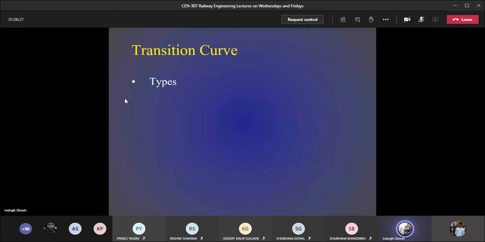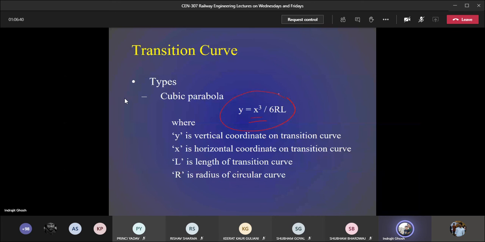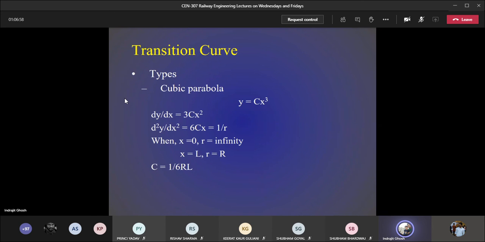So what is the shape of cubic parabola? y is equal to x cube over 6RL. Now y is the vertical coordinate, x the horizontal coordinate, L the length, R the radius, which is at the end or at the starting. So how is this equation coming? The cubic parabola general equation is y is equal to cx cube. All of you probably know. If we differentiate it, we get 3cx square, and differentiating again, 6cx.